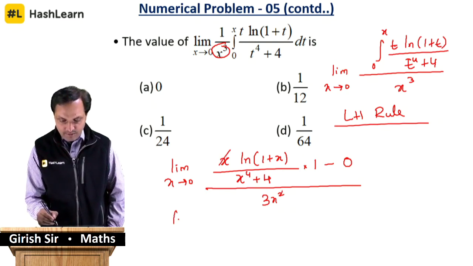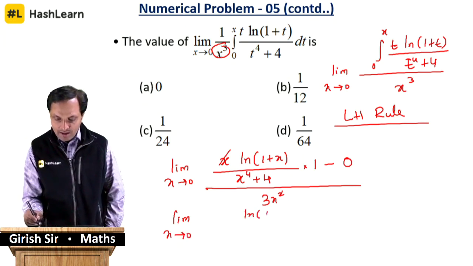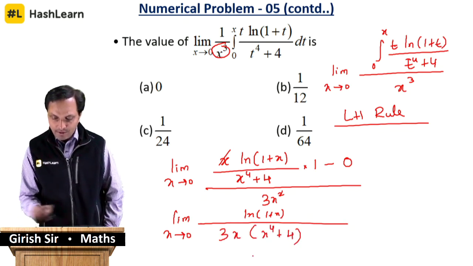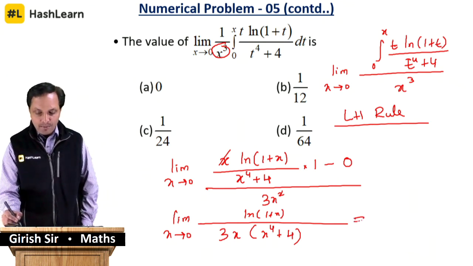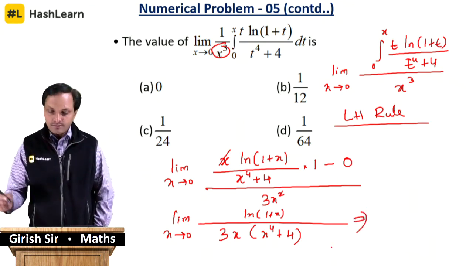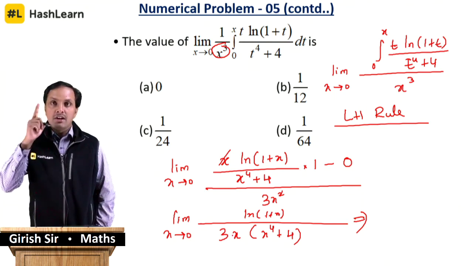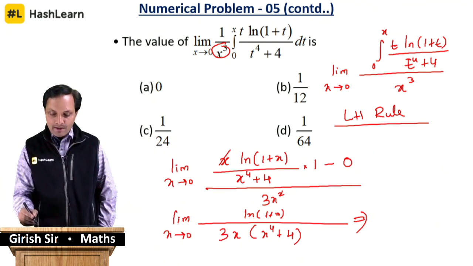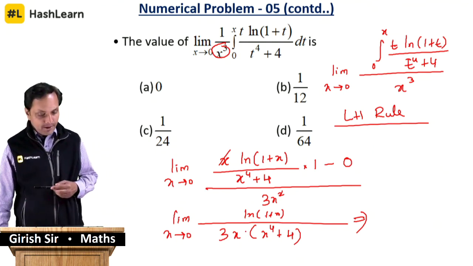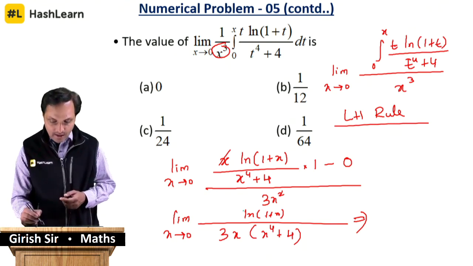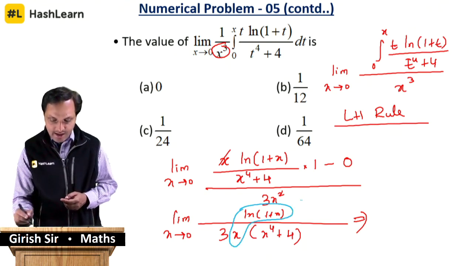तो आपको मिल जाएगा limit x extending to 0, ln(1 plus x) whole divided by 3x, and you have x to the power 4 plus 4. You all know the important property of limits: ln(1 plus x) by x is 1. That property you know. So this part ln(1 plus x) by x हो जाएगा 1.